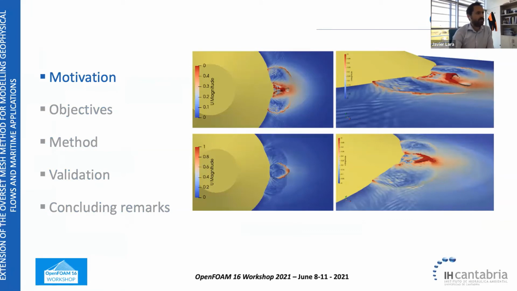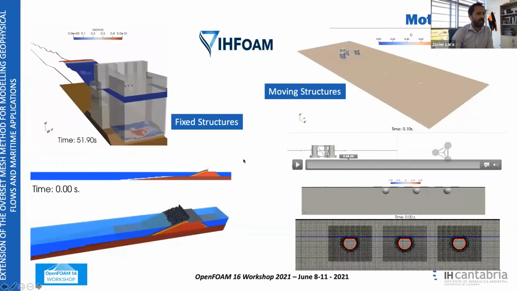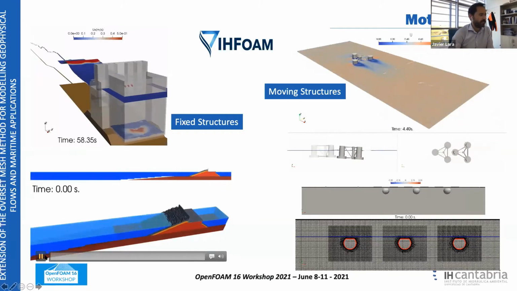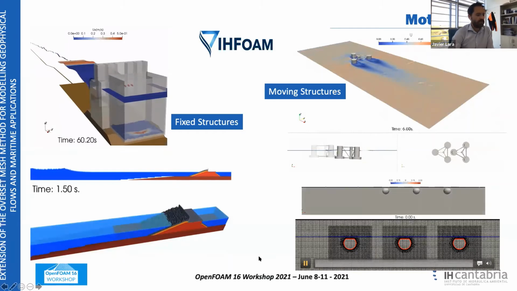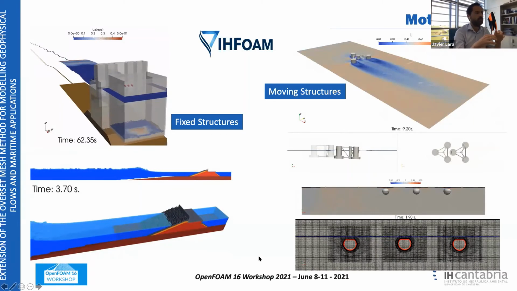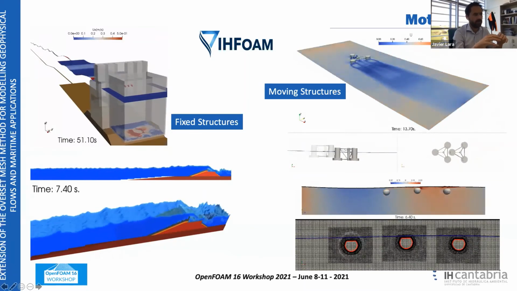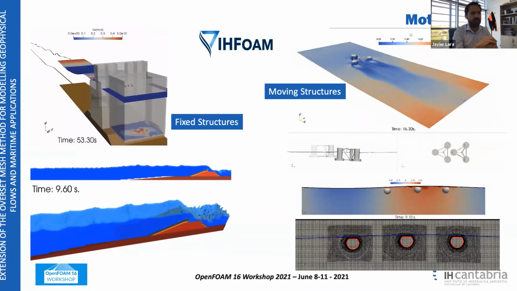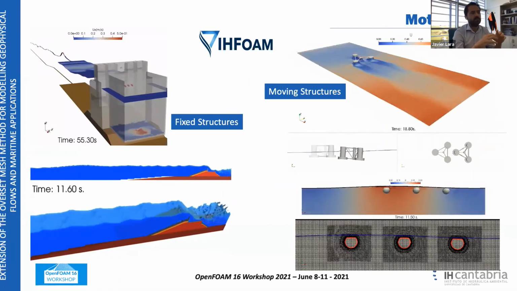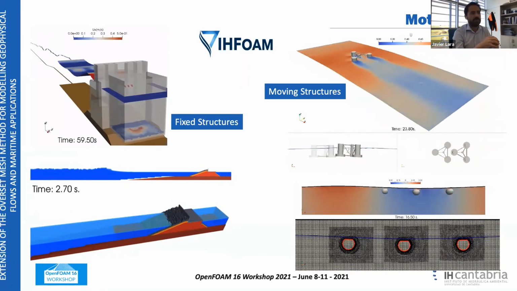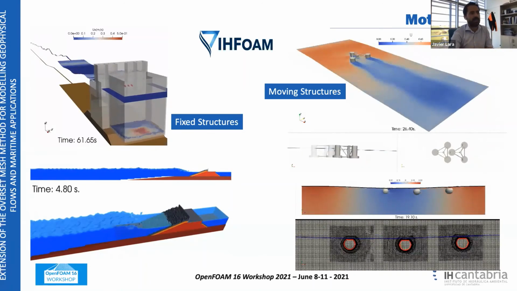Let's start with the motivation. The motivation we have is that we have different types of problems dealing with waves and structure interaction, in which we could find two typologies. One could be related with the fact that they are fixed structures, so the fluid is moving around. And the other one is moving structures, in which there could be some cases in which the motion of the structures is developing a very large motion.